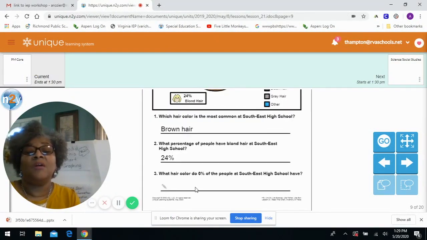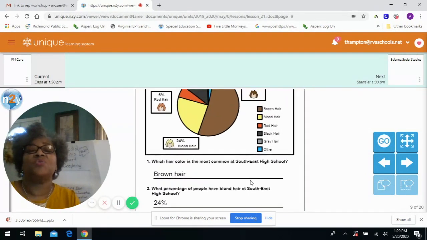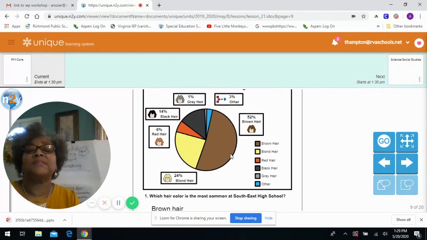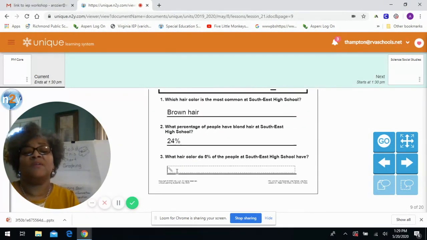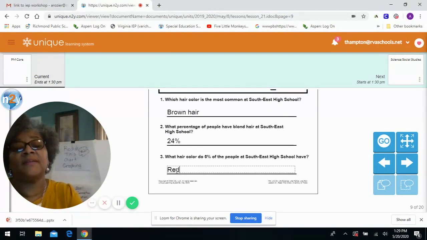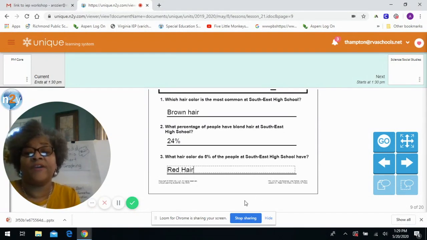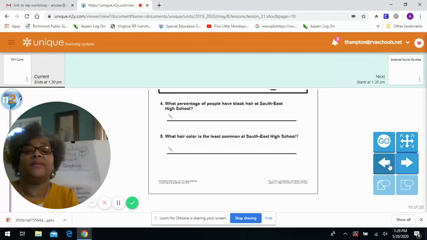And then what hair color do 6% of the people at Southeast High School have? What color? 6%. So we're not going to look in that area. That's too much. So 6% is what? Red hair. So we do our red hair. All righty. So let's keep going. Let's go to the next one.